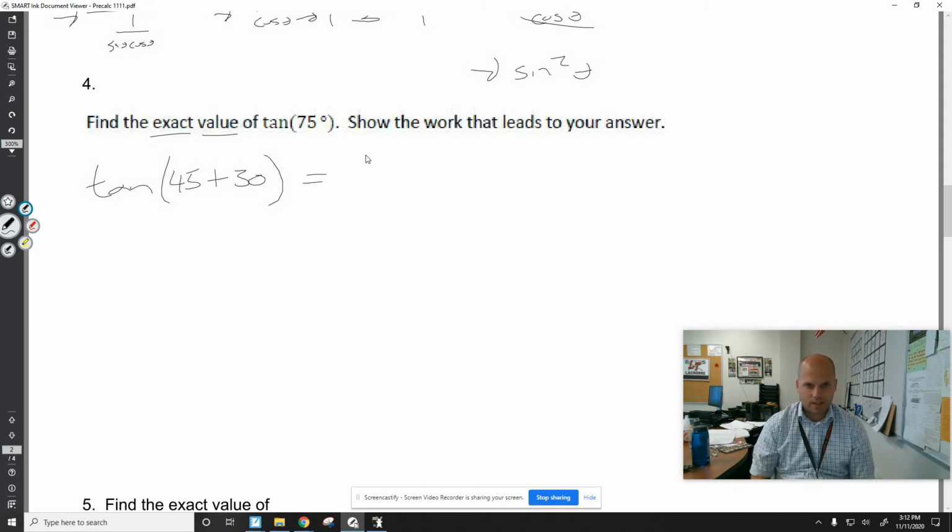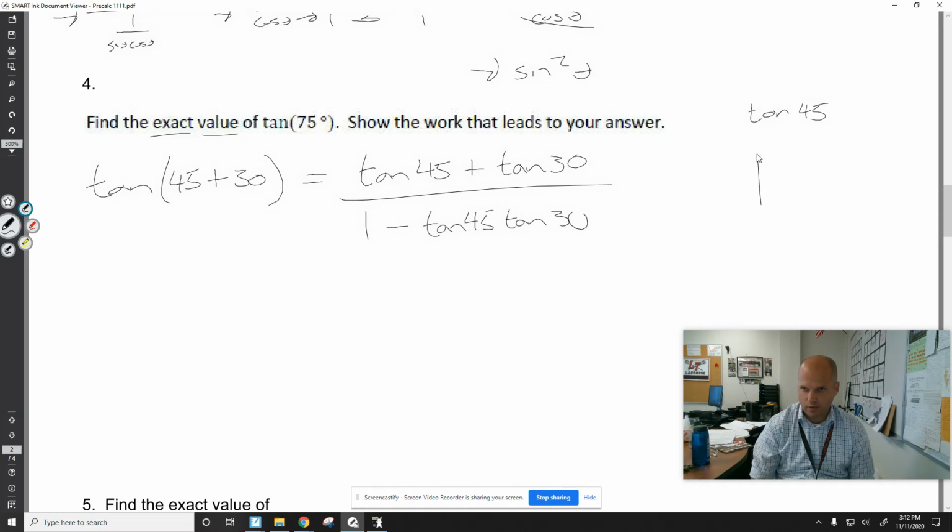Summation. We got tangent, same sign, tangent plus tangent over 1 minus, which would be the opposite sign, the product. Need to figure out tangent 45, we know this, 45 degrees. First quadrant, root 2 over 2, root 2 over 2. So the tangent is 1. It's root 2 over 2 over root 2 over 2.